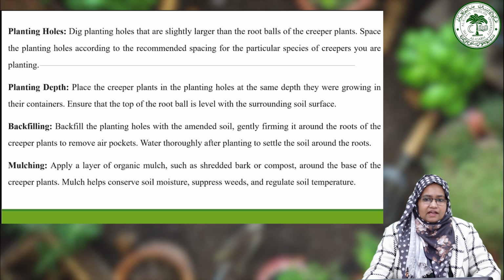Then we have to do backfilling. Fill the planting holes with the amended soil, gently firming it around the roots of the creeper plants to eliminate air pockets. Water thoroughly after planting to settle the soil around the roots. And the last is mulching. Apply a layer of organic mulch such as shredded bark or compost around the base of the creeper plants. Mulch aids in retaining soil moisture, suppressing weed growth and regulating soil temperature.